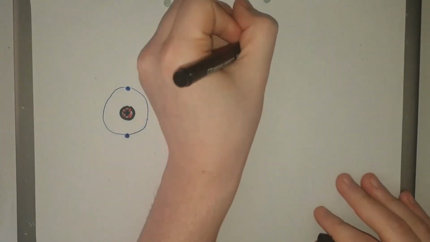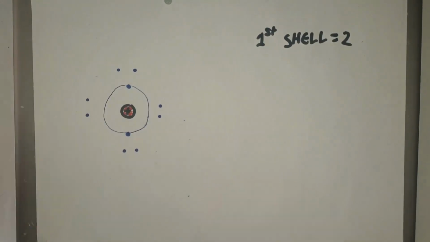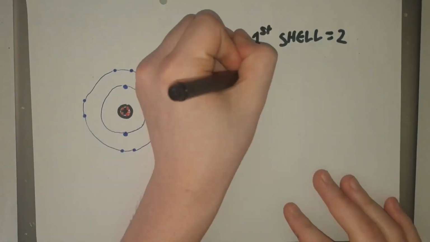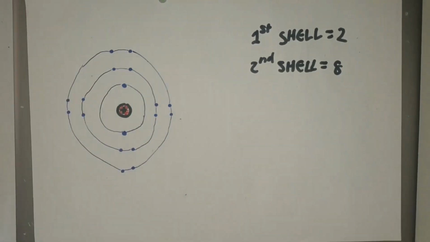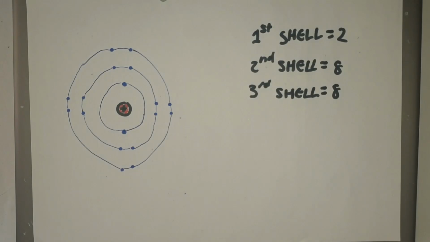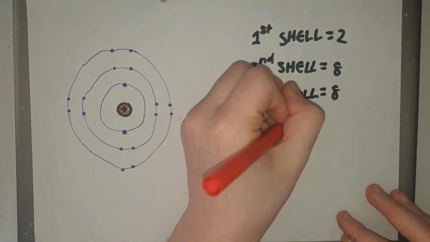Electrons are arranged in shells or energy levels in the atom, but each shell can only contain a certain amount of electrons. The first shell can only hold 2 electrons in it, the second shell can only hold 8 electrons in it, and the third shell can only hold 8 electrons in it. After this, things do start to change, but we're not going to get into that.